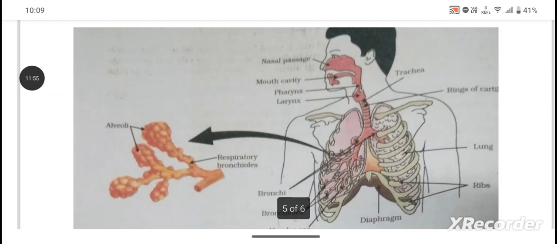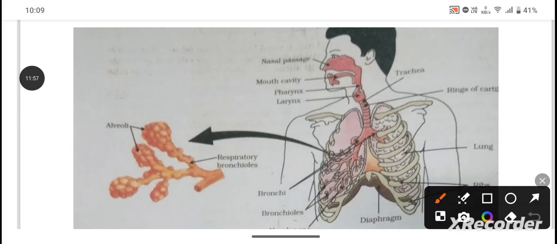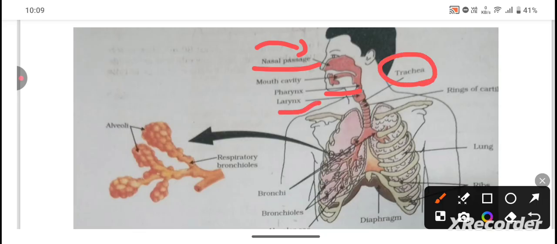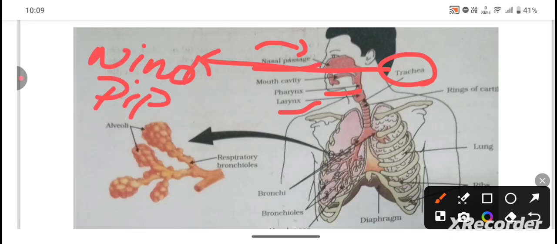So this is the diagram of the human respiratory system where the air will be taken through the nostrils, and from the nostrils it reaches the pharynx, then the larynx, and the trachea, which is a windpipe. The trachea is also known as the windpipe, where only air is allowed into the trachea. This hole is the trachea, and the trachea consists of cartilaginous rings which prevent the trachea from collapsing.